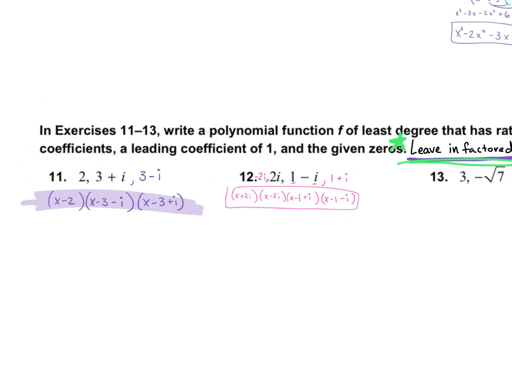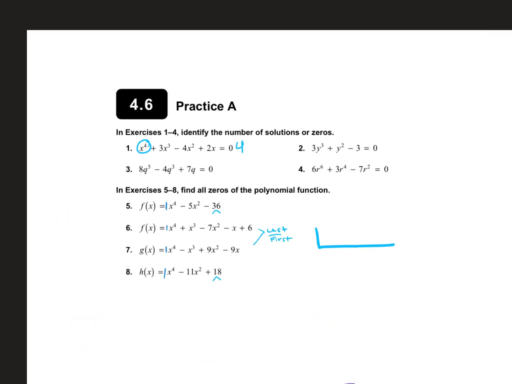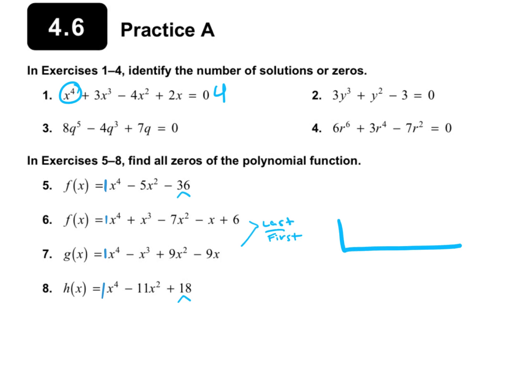All right, let's take a look above. Let's do 1 through 4 real quick. So here we're just identifying the number of solutions. So for number 2, how many solutions would we have? 3, because our exponent is 3. Number 3, how many solutions would we have? 5, because our highest exponent is 5. And then number 4? 6. Perfect.